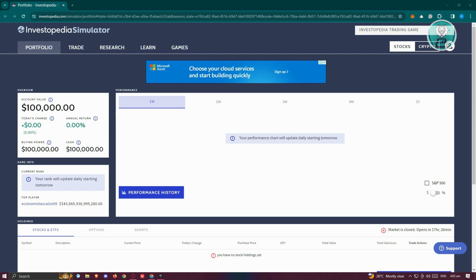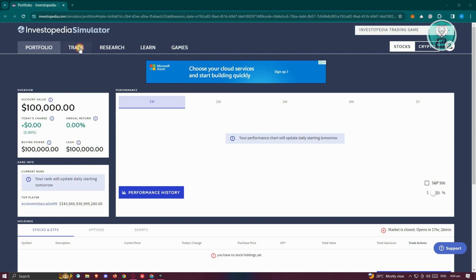Now, in this case, in the first section, you'll see the account value, which represents the virtual cash you currently have available, and this amount will fluctuate as you buy and sell crypto and stocks. Now, you also find information about today's change, annual rate, buying power, and cash.